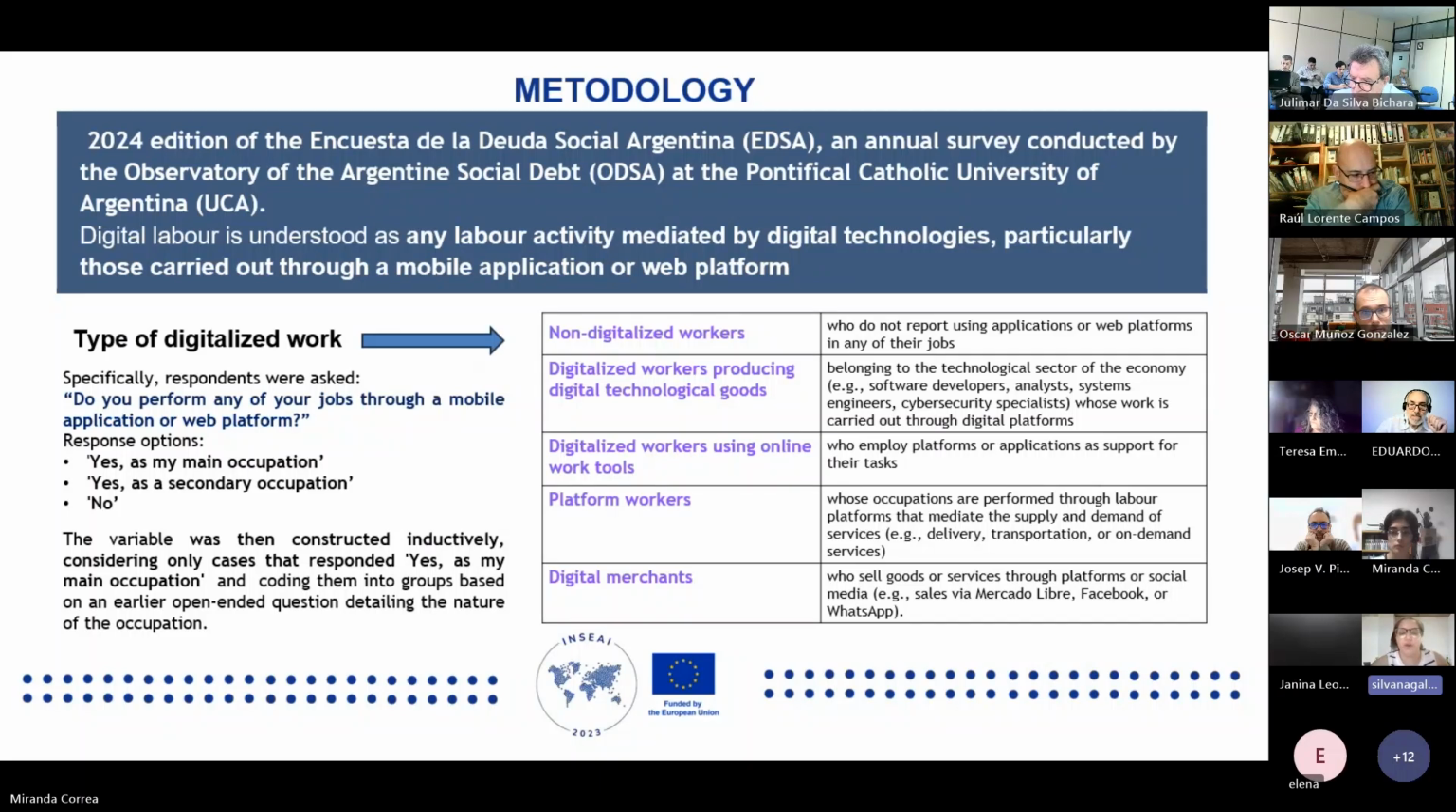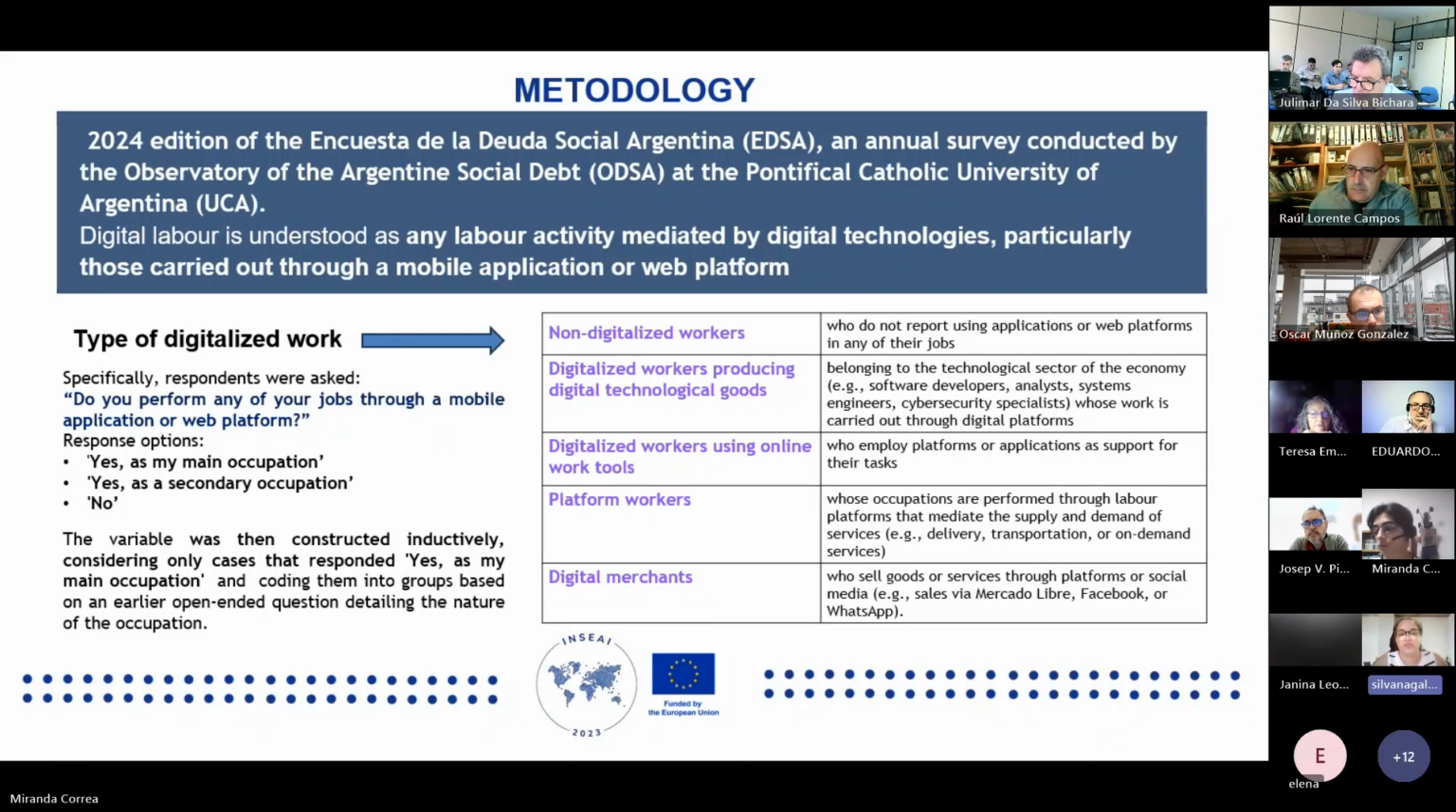We use the following question of the survey. Do you perform any of your job through a mobile application or web platform? And the response options were yes as my main occupation, yes as a secondary occupation, or no. And the variable was then constructed inductively, considering only cases that responded yes as my main occupation, and cutting them into groups based on an earlier open-ended question detailing the nature of the occupation.